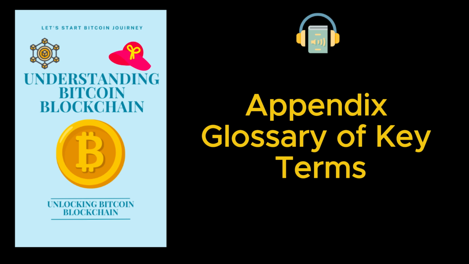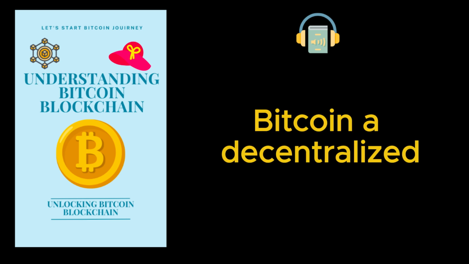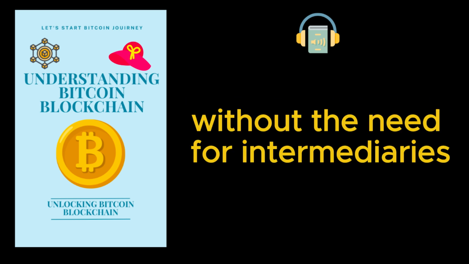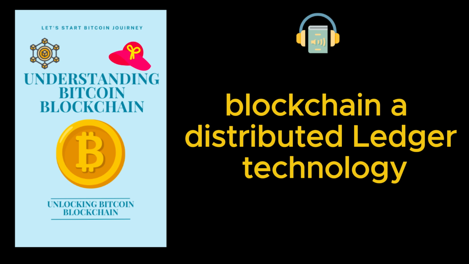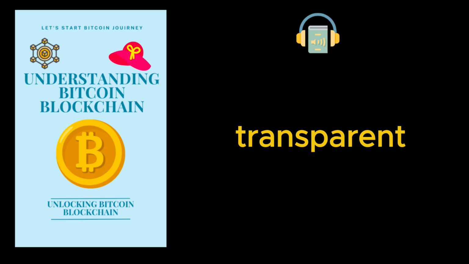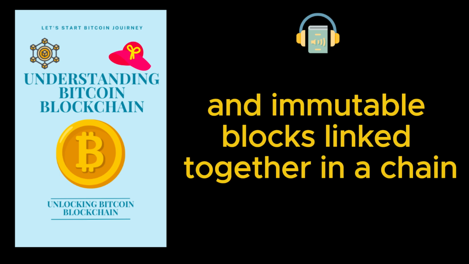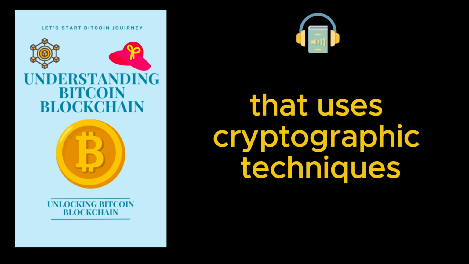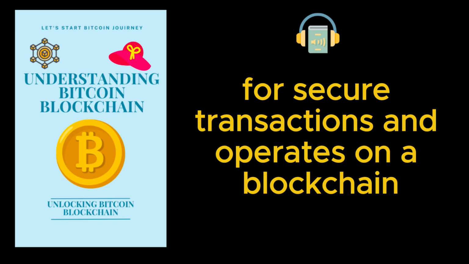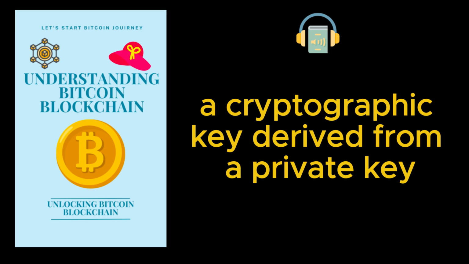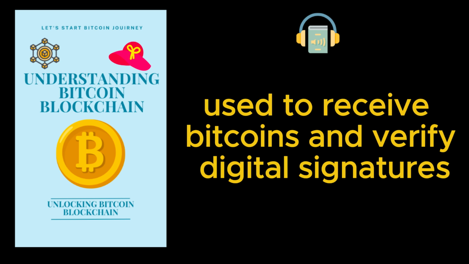Glossary of key terms. Bitcoin, a decentralized digital currency that operates on a peer-to-peer network without the need for intermediaries. Blockchain, a distributed ledger technology that records transactions in secure, transparent, and immutable blocks linked together in a chain. Cryptocurrency, a digital currency that uses cryptographic techniques for secure transactions and operates on a blockchain. Public key, a cryptographic key derived from a private key used to receive bitcoins and verify digital signatures.